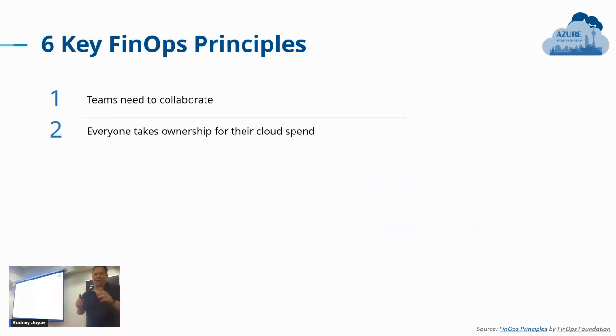Number two is controversial. Everyone takes ownership for their cloud spend. The moment your engineers are told that they are accountable for what they're spending, they're going to sit up and take notice and be more careful with what they spend. It's a fine line between stifling innovation, so you don't want to do that, but you want everyone to be accountable for what they spend.